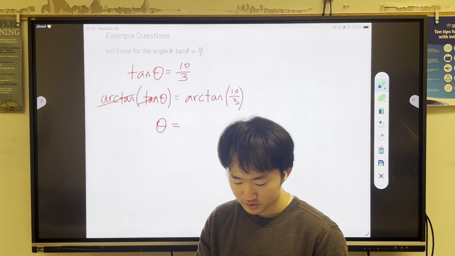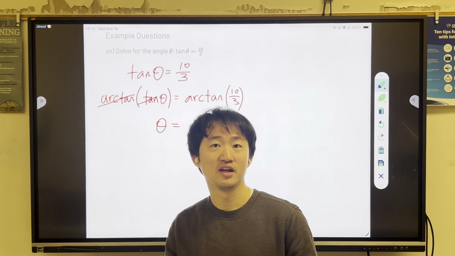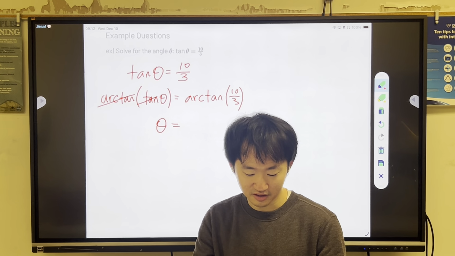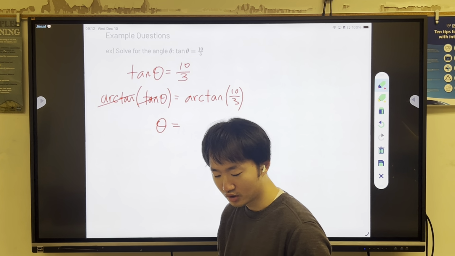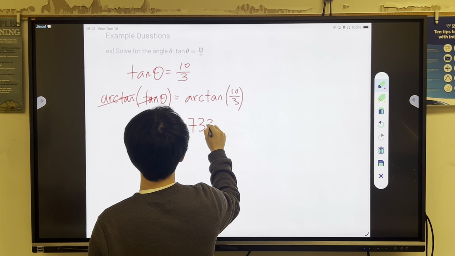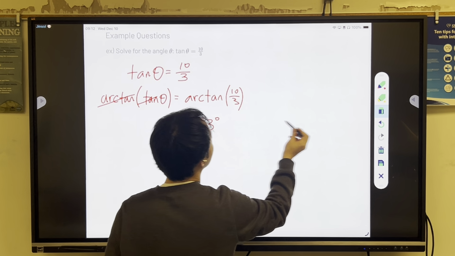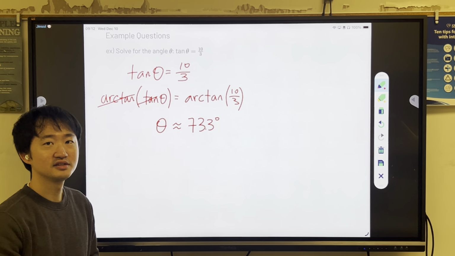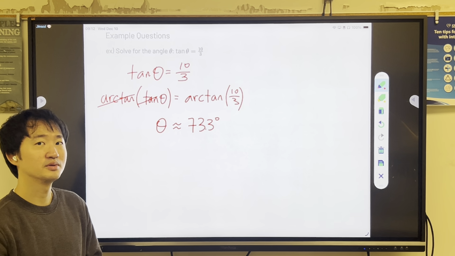Let me grab the calculator. Arctan, usually you press the second or shift or whatever tool that you need to do. Arctan of 10 over 3. Just make sure that you're in the degree mode. So on my calculator, it shows up as 73.3. And let's just make sure that we have not an equal sign, but an approximately equal sign. The 73.3 degrees is an approximate answer, so we need to leave it with the approximately equal sign.